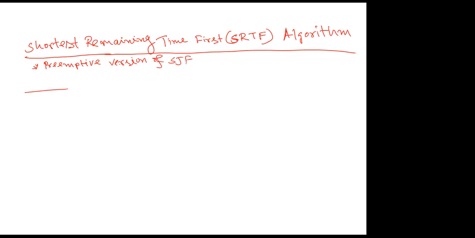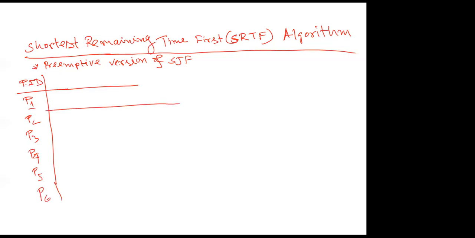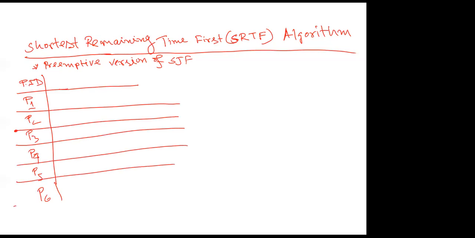Let me draw a process diagram. Here we have the process ID. Let's say this column is for process ID. Currently we have a total of 6 processes, and the IDs are P1, P2, P3, P4, P5, and P6.